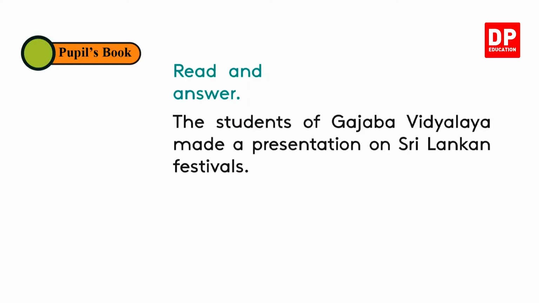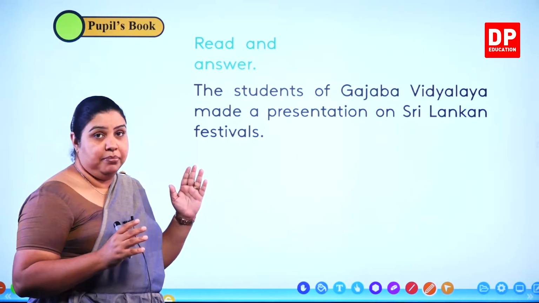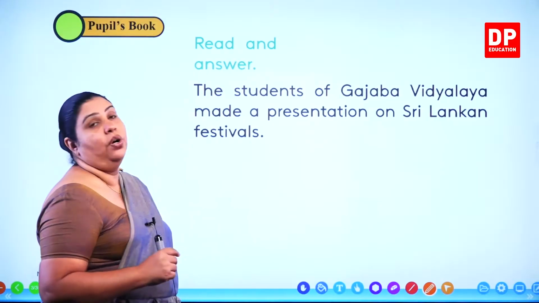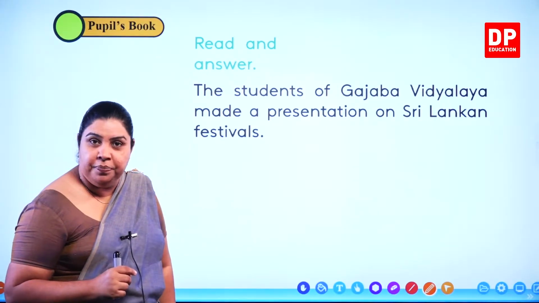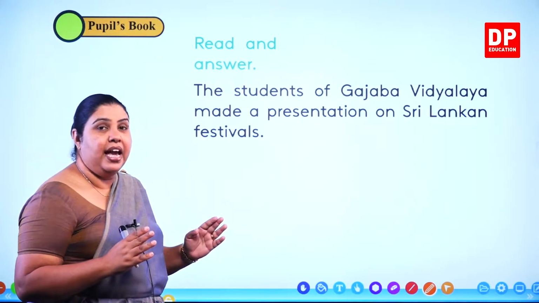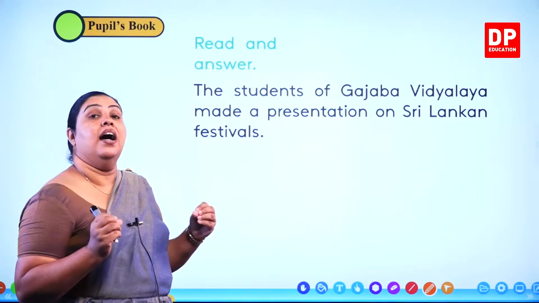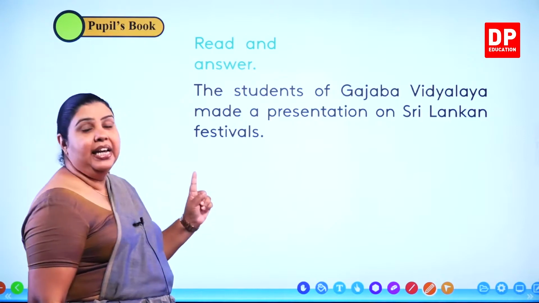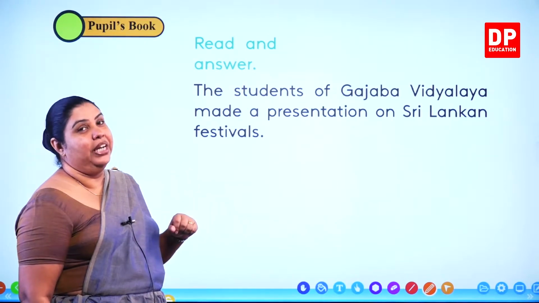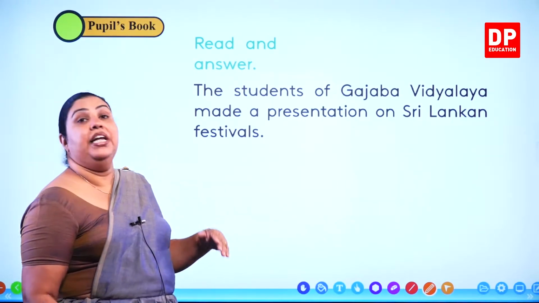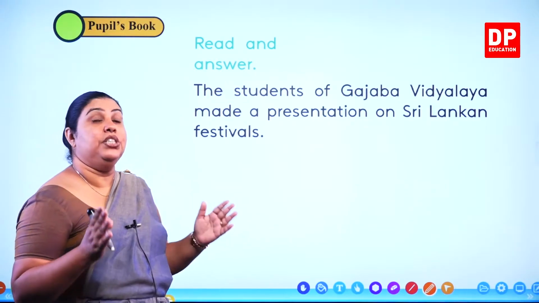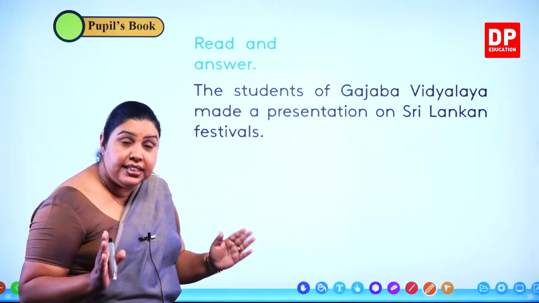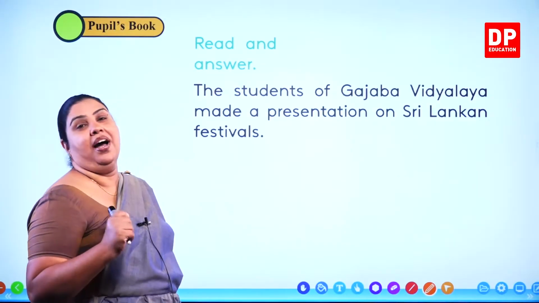Now, in your pupils book, when you turn to your lesson number 3, unit number 4, this is what you are going to have in your pupils book. Now we are going to read this, and we will start our lesson number 3. Read and answer. Okay, now you have to read, and then you have to answer, which means you will have some sentences, questions to answer.